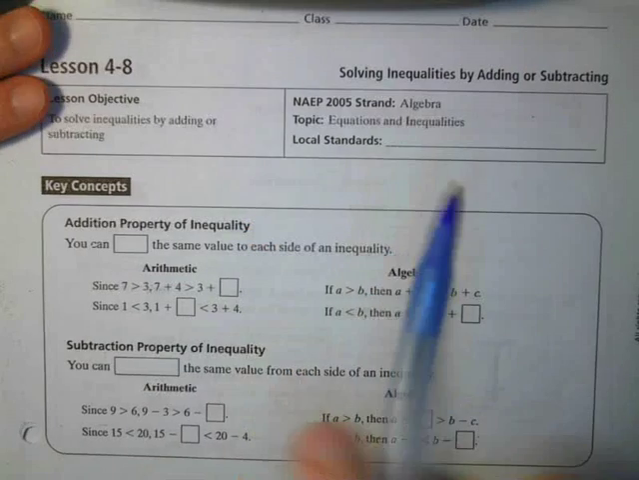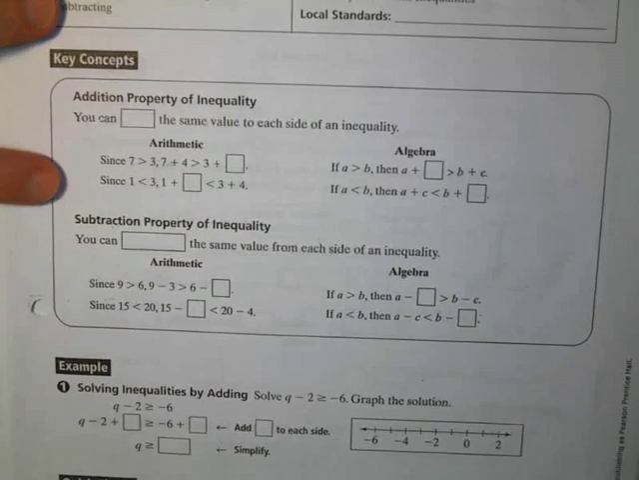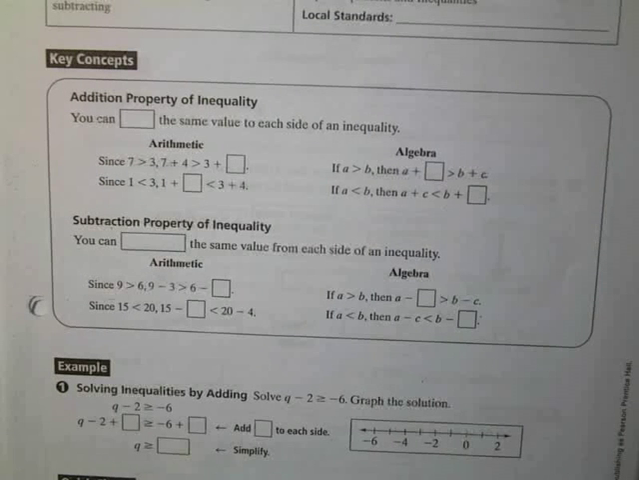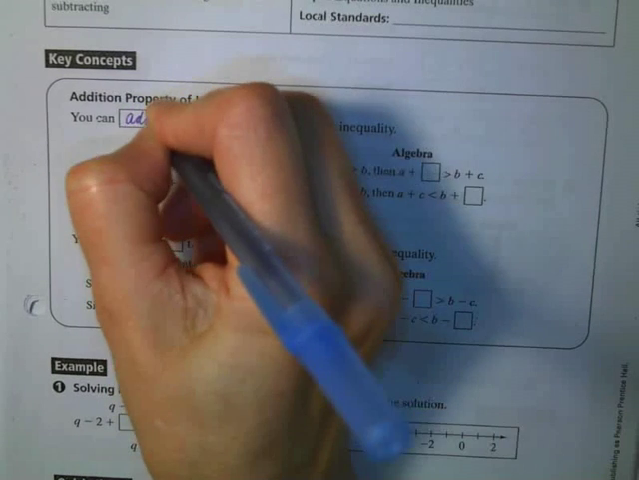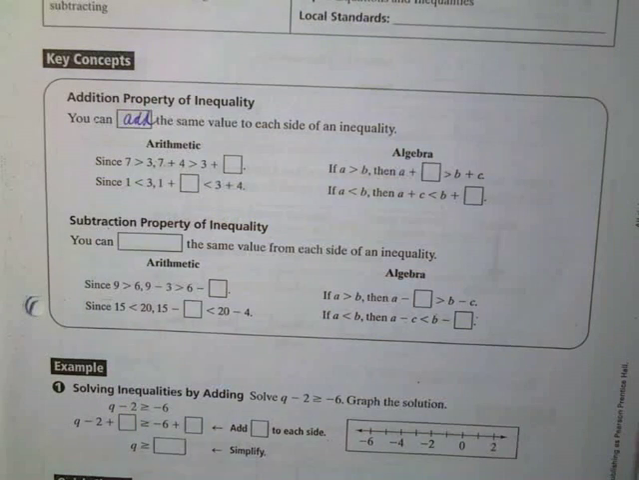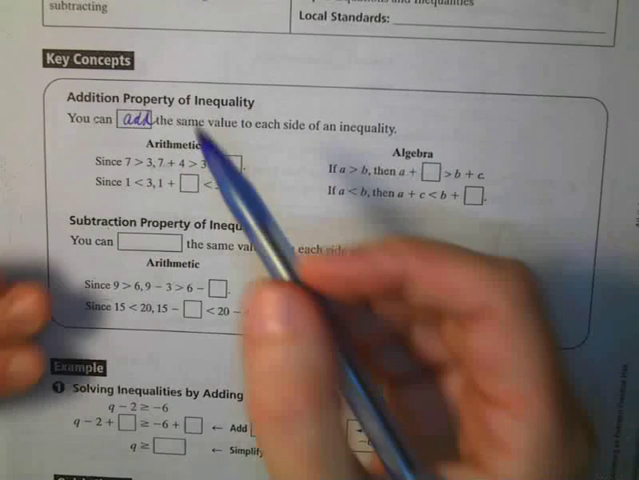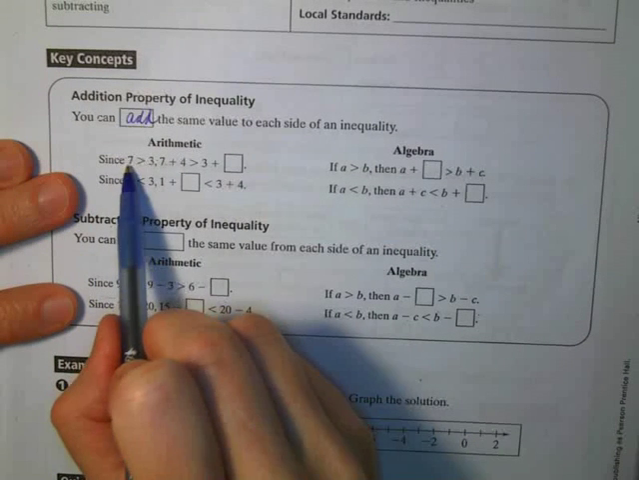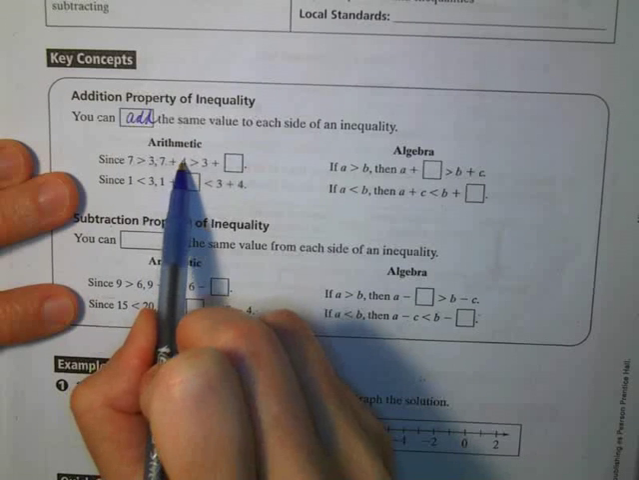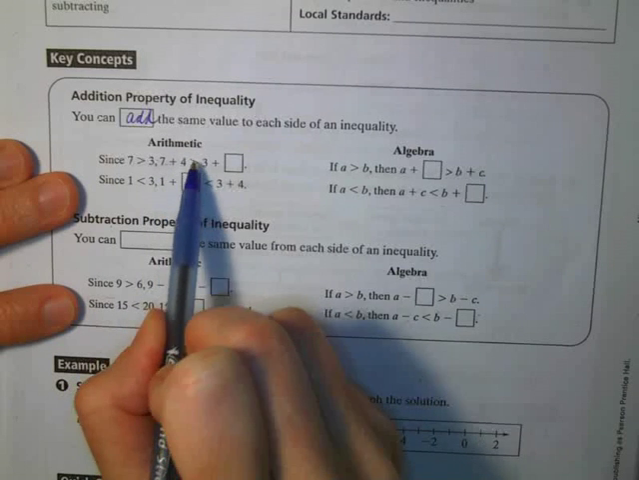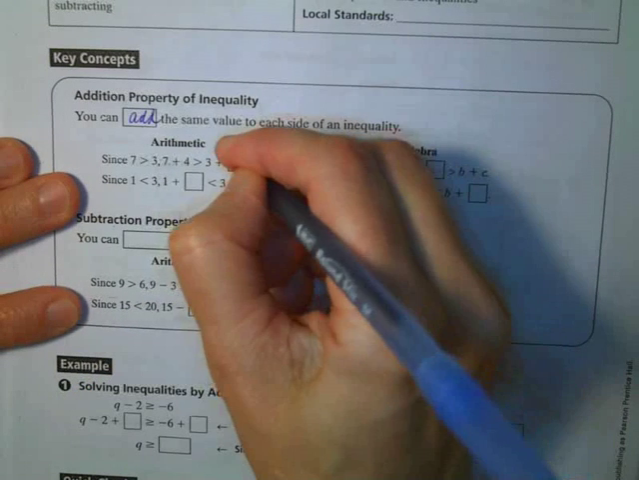They're very similar to the addition and subtraction properties of equality. So very much the same idea that we used in solving equations we'll be using here to solve inequalities as well. So you can add the same value to each side of an inequality. So what that tells us, since 7 is greater than 3, 7 plus 4, 4 is just a random number, is greater than 3 plus 4.